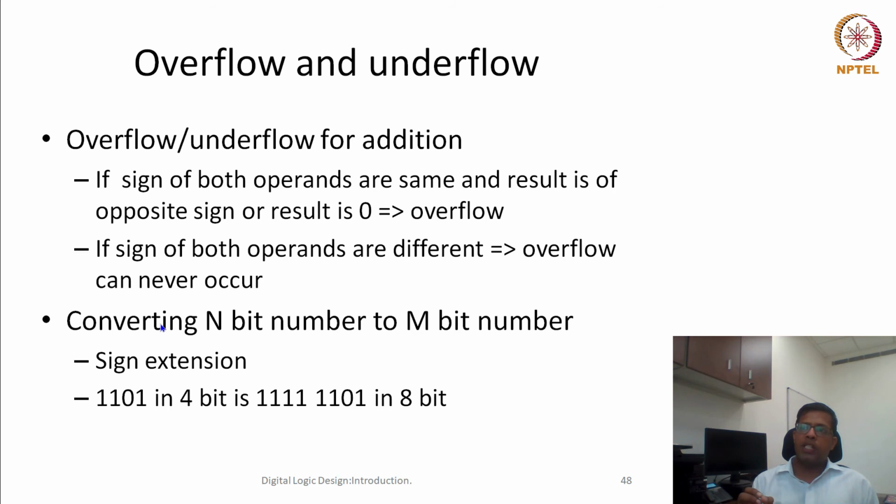The overflow condition can be put in very simple words. If the addition of two positive numbers results in a negative number, that means there is an overflow. So for example, in a number circle, I am adding 5 plus 4.